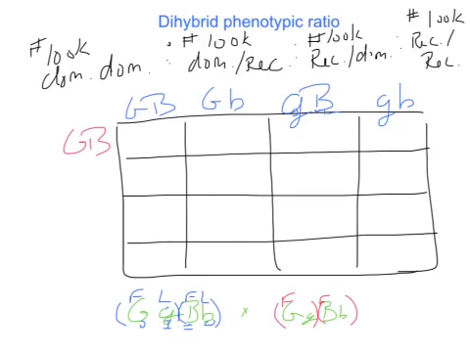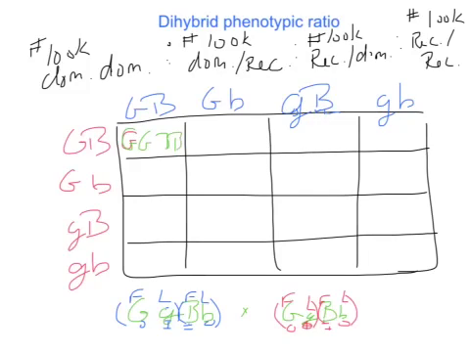Big G, big B. Okay, my outside, big G, little b. My inside, little g, big B. My last, little g, little b. And now I fill in my offspring. I take all of those, okay, and I bring them together. Big G, big G, big G, big B, big B, big G, big B, little b.